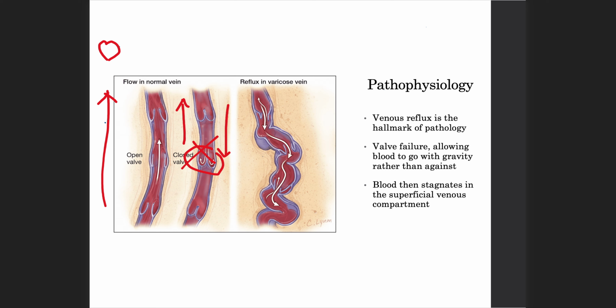When the valves fail, and it's usually because we inherit our veins from our family members, so most people can tell me someone in their family that had vein issues, the blood no longer just goes upwards, it goes upwards and then back down. We call this reflux, and by doing that, the blood stagnates in the calf and around the ankle and in the lower leg and causes a range of issues, as we've seen already.